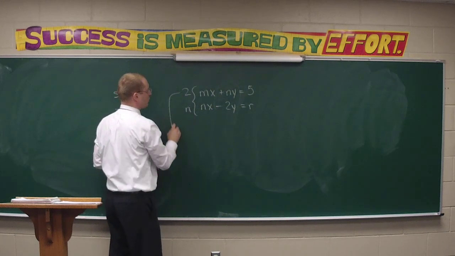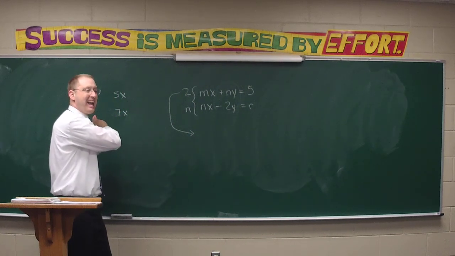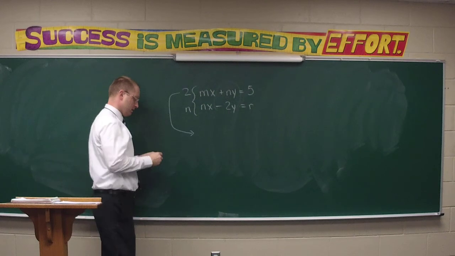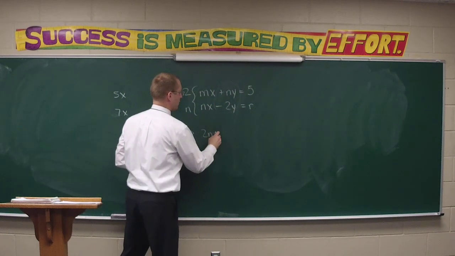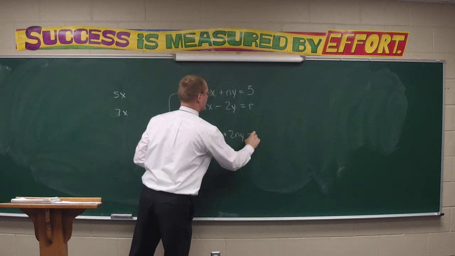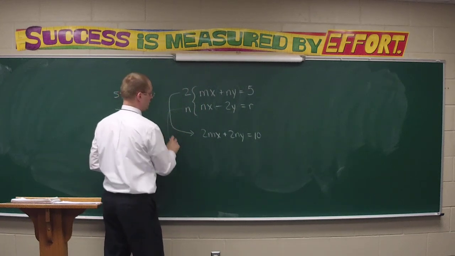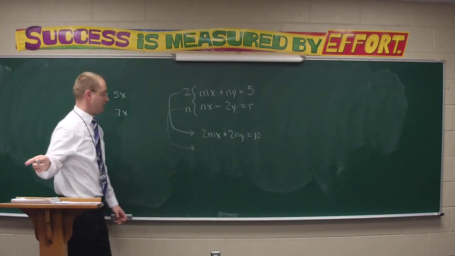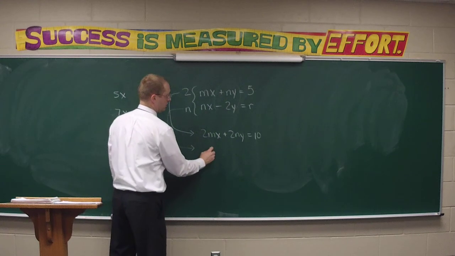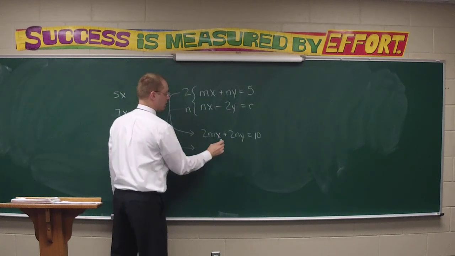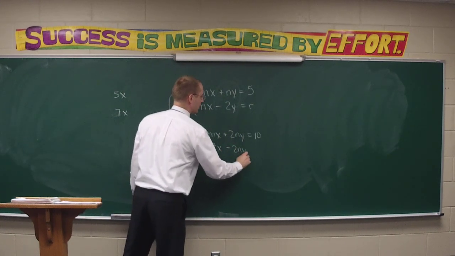What does my top equation become when I multiply 2 by everything, Abby? 2mx plus 2ny equals 10. I'm going to multiply the bottom equation by the n. What does that become, Brandon? n squared x minus 2ny equals rn.